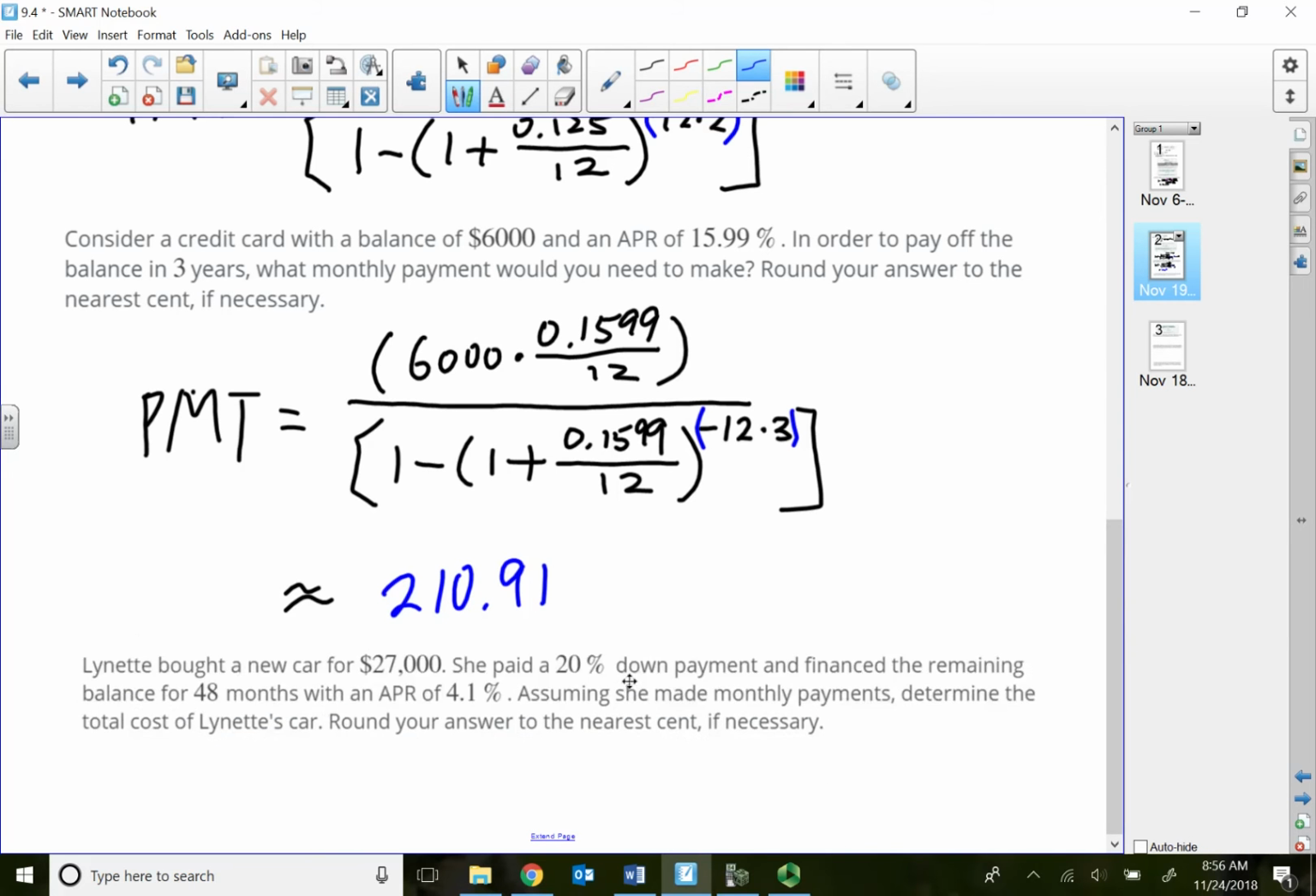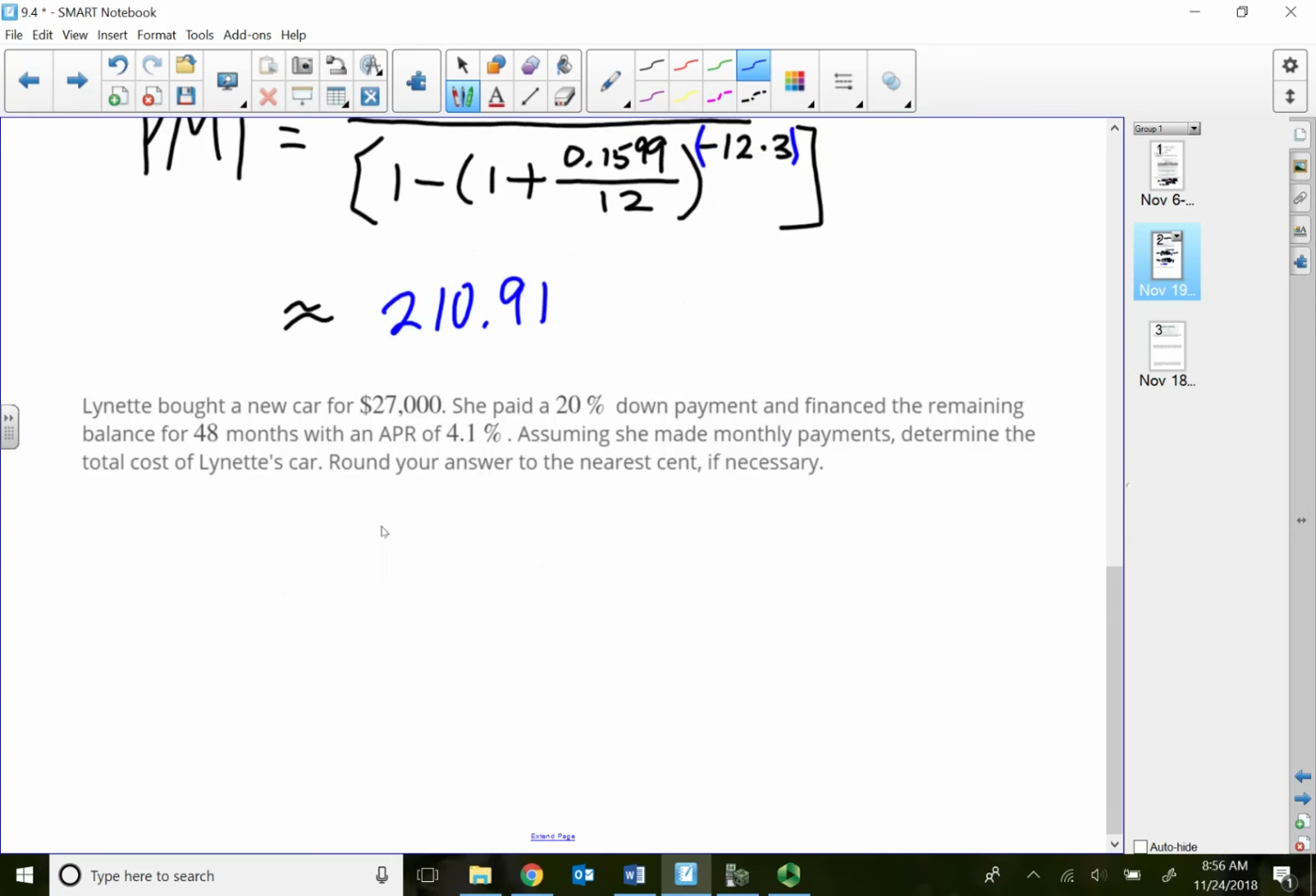Alrighty, let's try another one. Okay, now this one is a little bit more work, so let me show you this problem. Now, Lynette bought a new car for $27,000. She paid a 20% down payment. Down payment here means she is actually going to pay some cash, so she's not going to borrow the entire $27,000. So let's figure that out real quick.